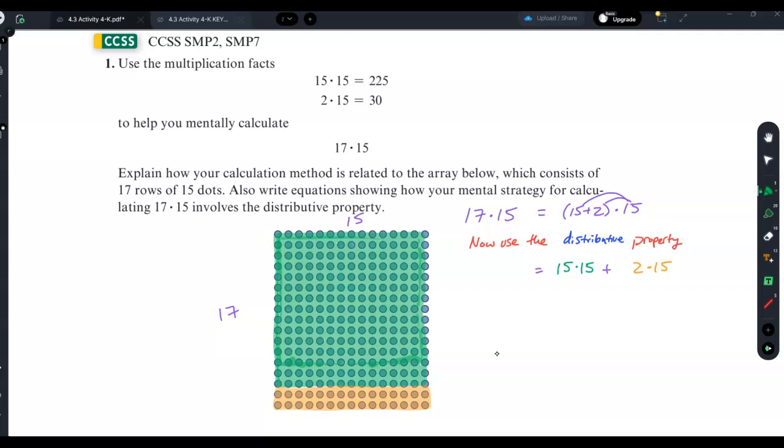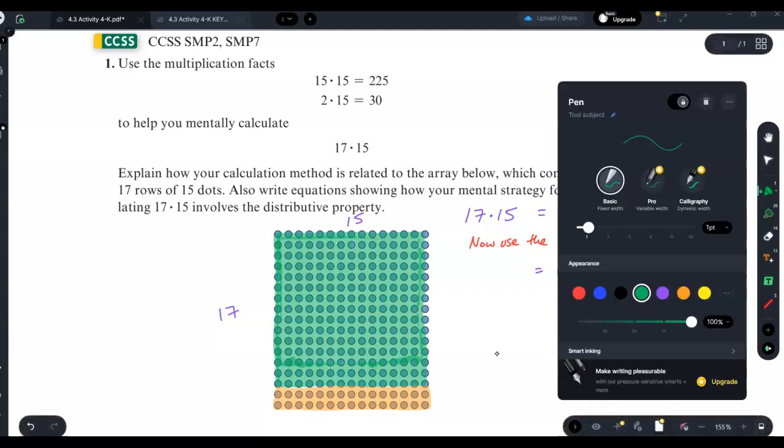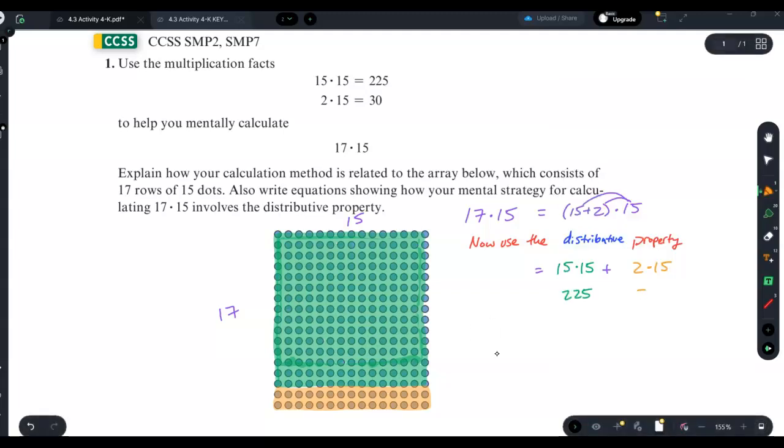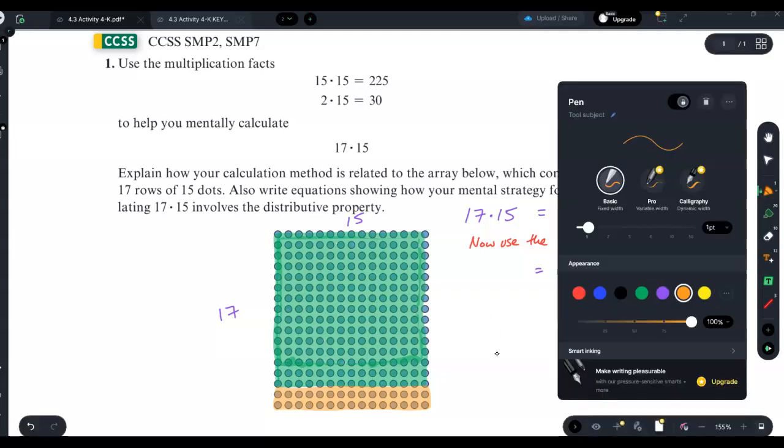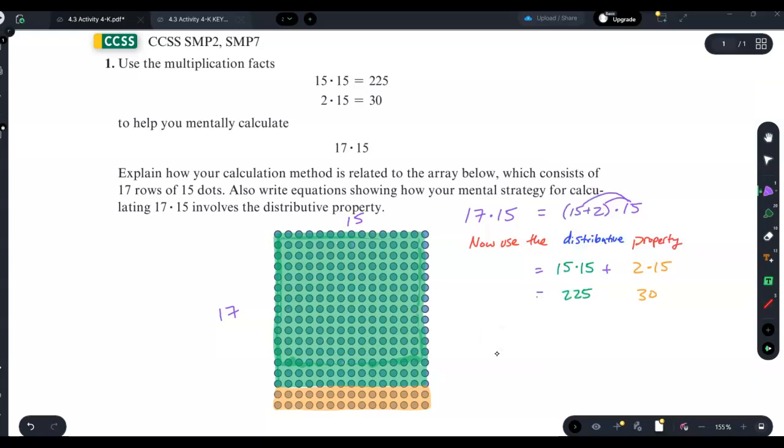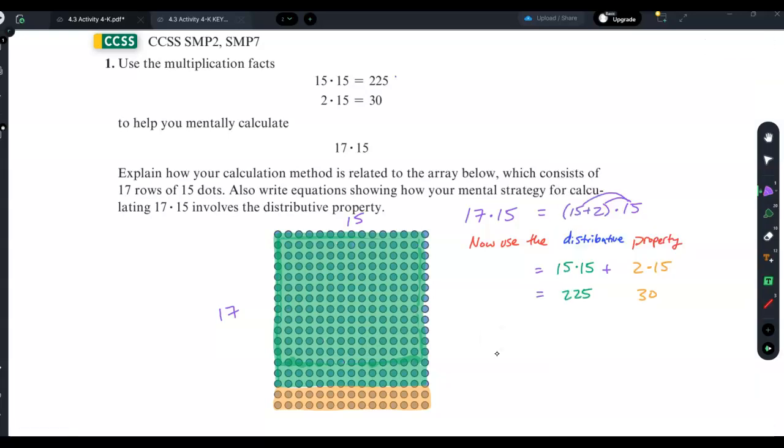So 15 by 15 is 225 since I have some perfect squares memorized. 2 times 15 is 30, and then I just add those. So I'm showing work here, but this is definitely something that if I had those multiplication facts memorized, I could just do this in my head, and this would give me 255, in this case, dots.